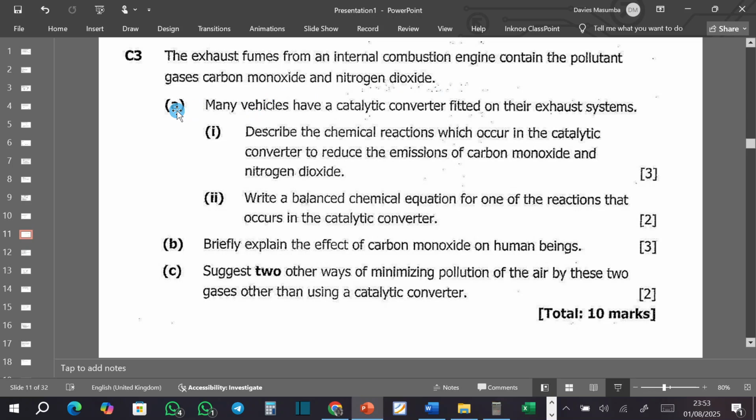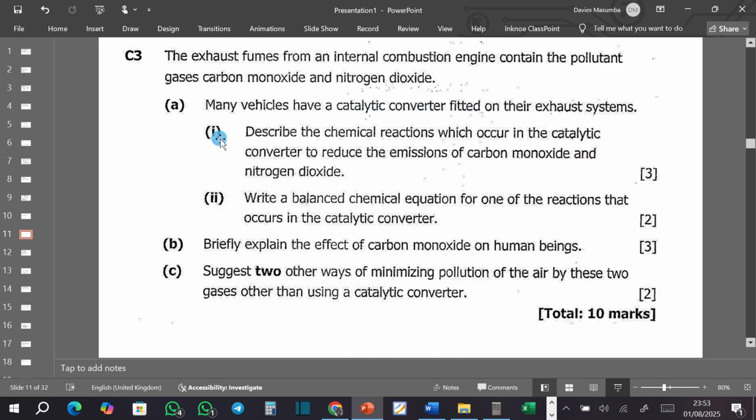Now they're saying because of this, many vehicles have a catalytic converter fitted on their exhaust system. The exhaust system is that pipe which carries these gases from the engine to throw them outside. Now, in the middle of that pipe, they have put something like a tank, which is known as a catalytic converter.